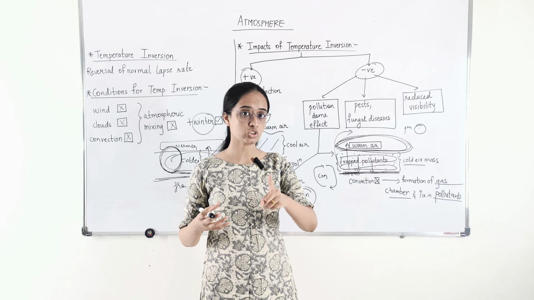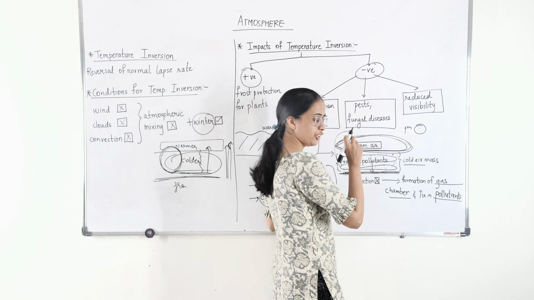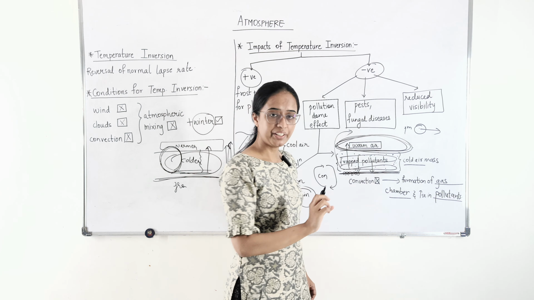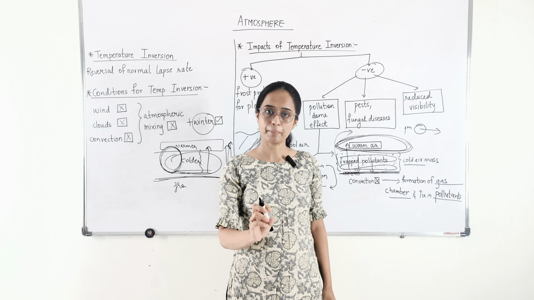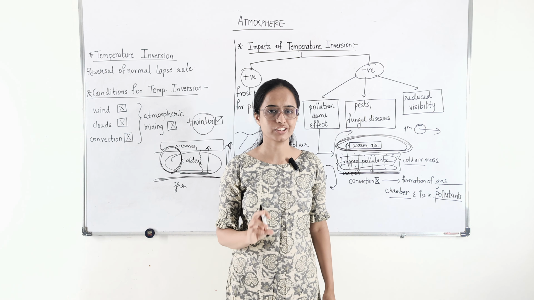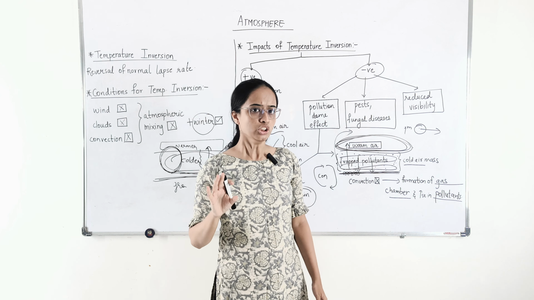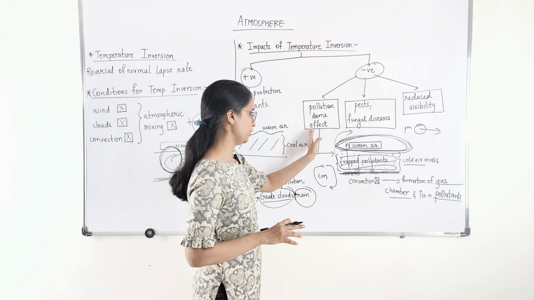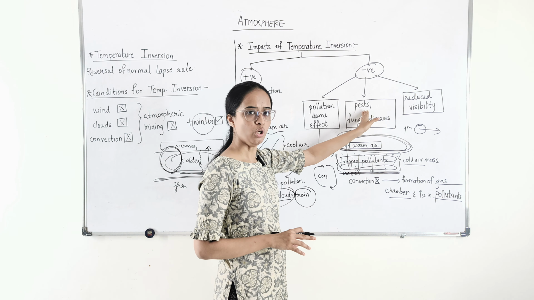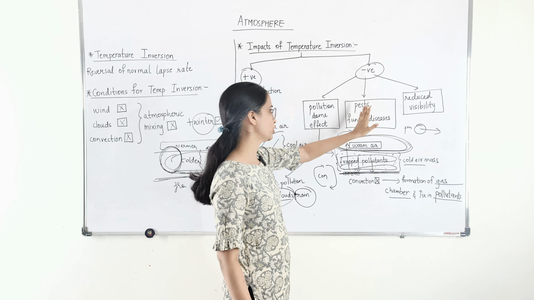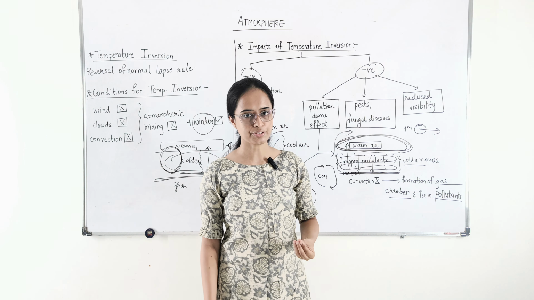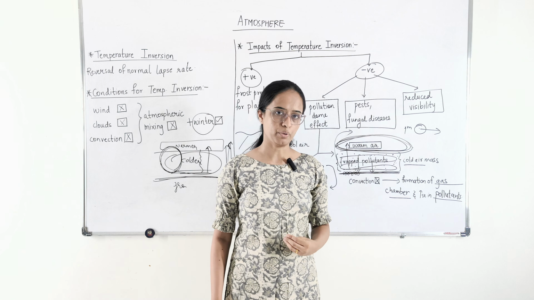Like we cannot say fog, we can say smog जो होता है वो basically, and smog is a phenomena that can be experienced under temperature inversion. If you try to remember, Delhi is a place where smog constantly occurs. The smog-like conditions constantly occur and they hamper your visibility. So the negative impacts of temperature inversion are pollution dome effect. Then it also leads to good living conditions for pests and fungal diseases, and it reduces visibility because there is increase in the concentration of pollutants in the atmosphere.